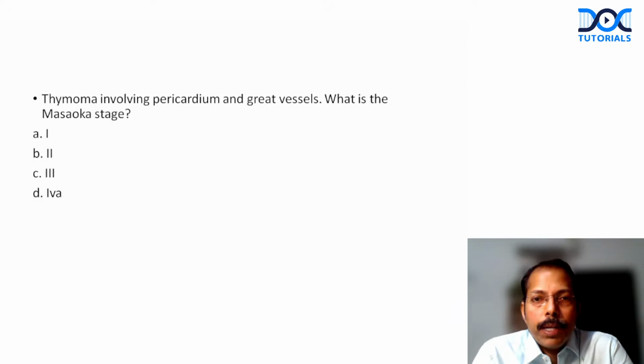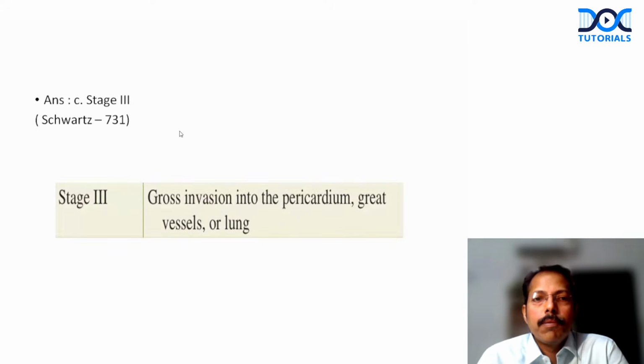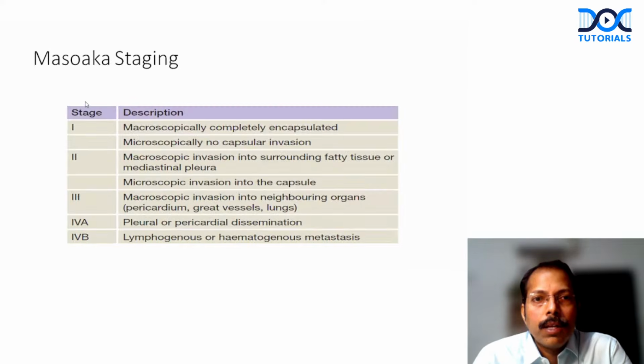Okay. So next question, about thymoma. Thymoma involving pericardium and great vessels. So what is the Masaoka stage? As you all know, Masaoka staging is for thymoma. So in this question, thymoma involving the pericardium and great vessels. So what could be the right staging? The answer is stage 3. Again, clearly given in Schwartz. Stage 3 is gross invasion into the pericardium, great vessels, or the lung. The Masaoka staging for thymoma.